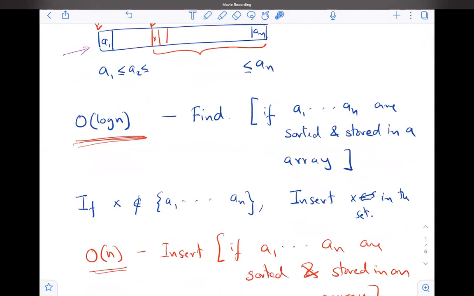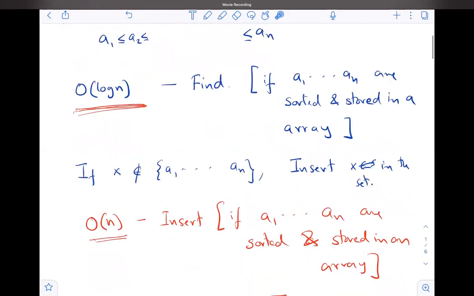Yes, we shift all of them to the right. And that's why the insert took order n.